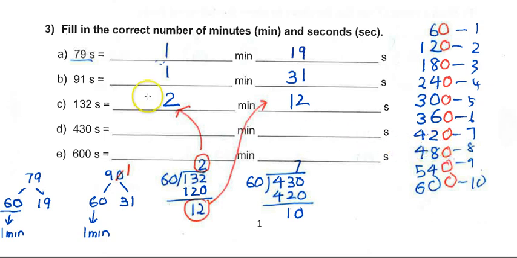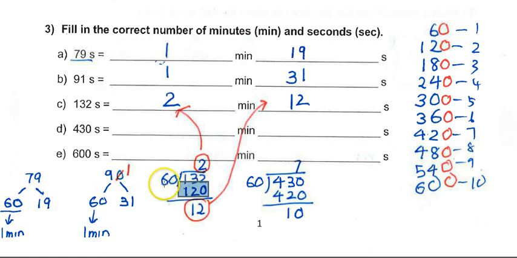Now I'll show you another example. Number C, 132 seconds. You place 132 and you find out from the multiples of 60 over here which of these is the number just below 132. Just below 132 is 120. So 120 itself here, there are 2 minutes in 120. Can you see?